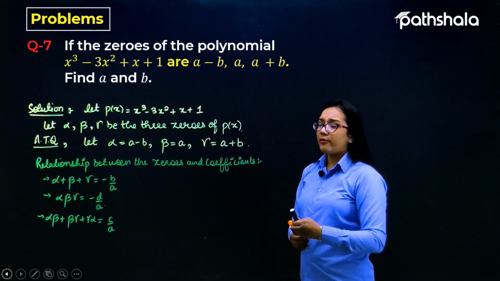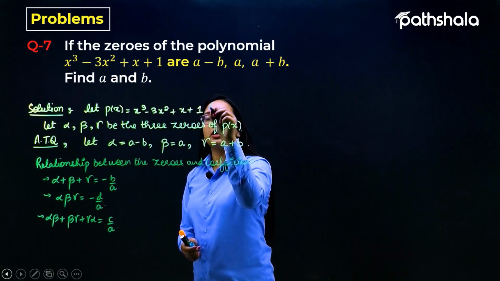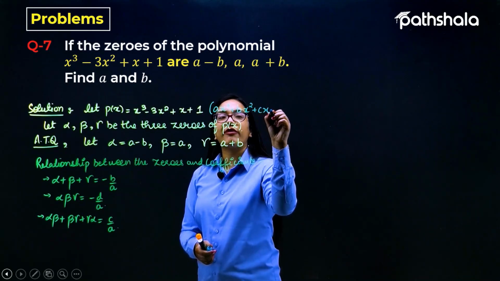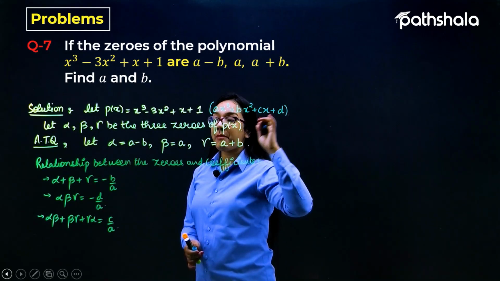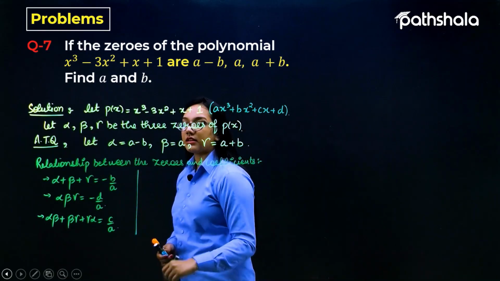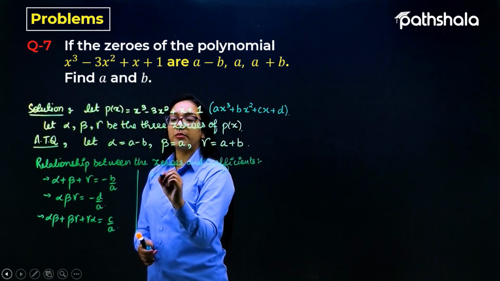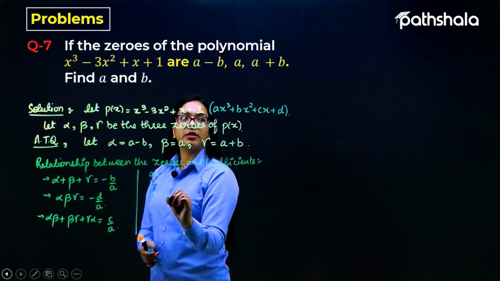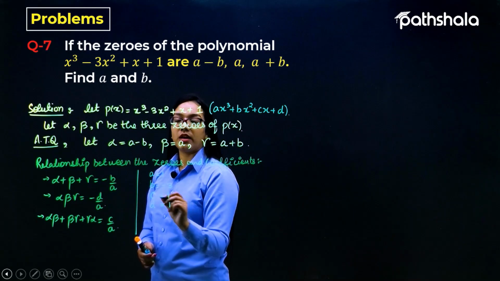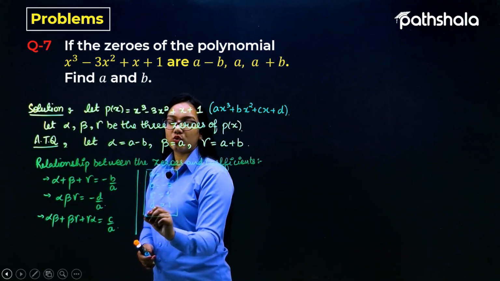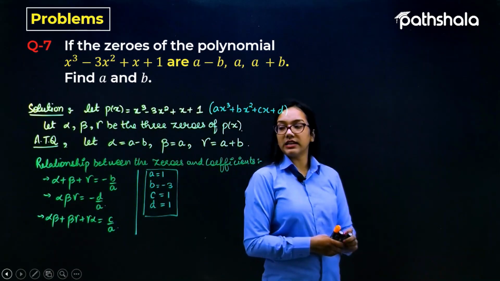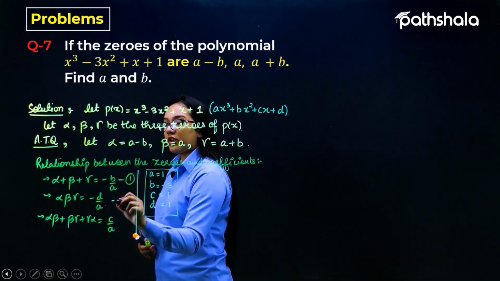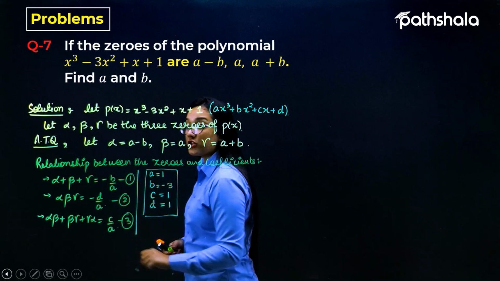Let us write this particular polynomial in the form ax cube plus bx square plus cx plus d. So by comparison, what can we say? The value of a is 1, the value of b is minus 3, the value of c is 1 and the value of d is 1. Let me call these relationships 1, 2 and 3. Let us use equation number 1.